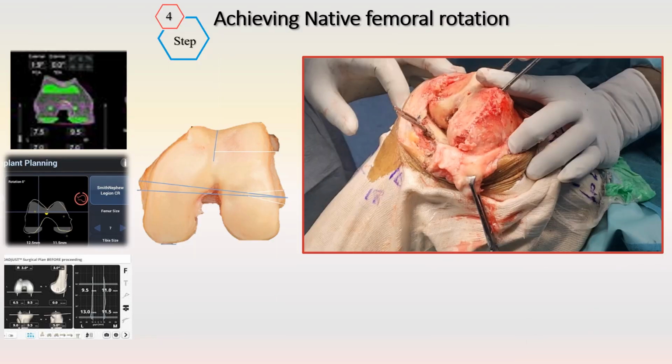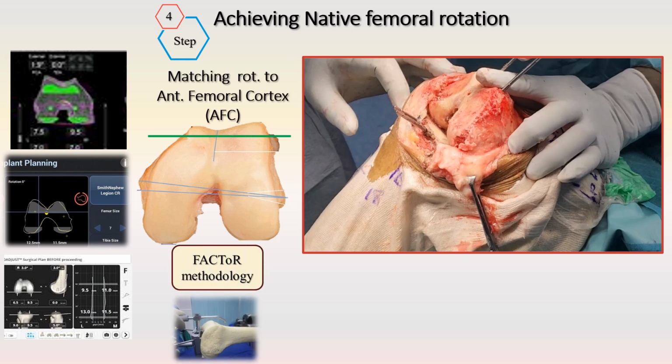We now go to step number 4, which is to achieve a native femoral rotation. This again is very straightforward when you use any robotic platform. All robotic platforms will be able to display a coronal section of the distal femoral condyle, and then we can match the V shape of the trochlea to the V shape of the femoral component, and thereby we are able to dial in the native femoral rotation of the patient. Now, the same thing can be achieved with the factor methodology. However, there are certain things that we have to take into account before applying this.